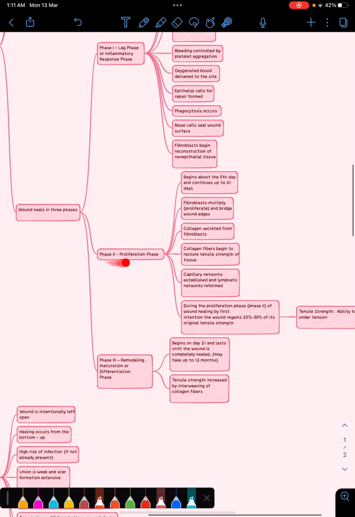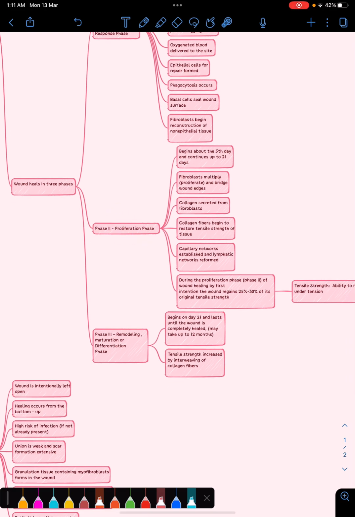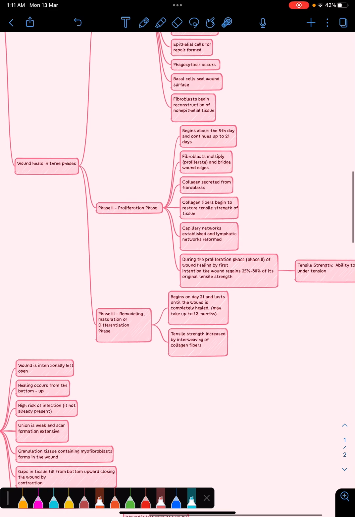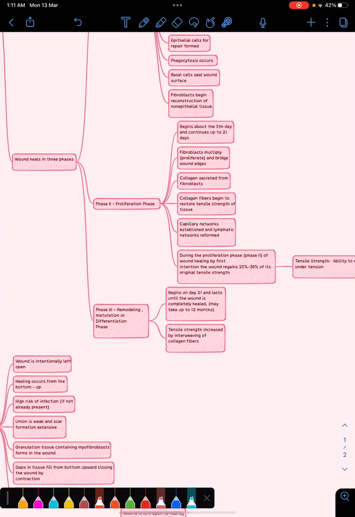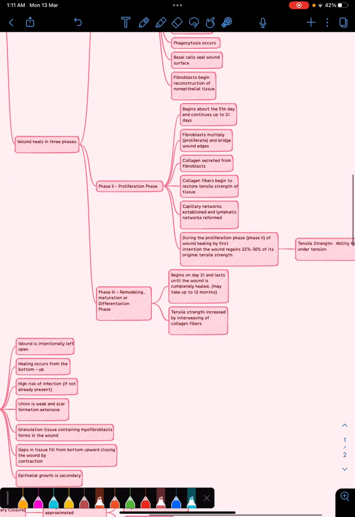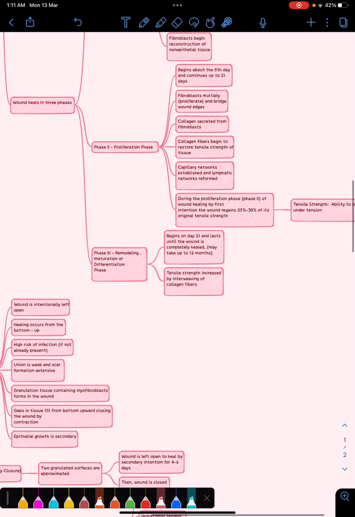Okay, the next phase is the proliferation phase. It begins about the fifth day and continues up to 21 days. Fibroblasts multiply, proliferate, and bridge the wound edges. Collagen is secreted from the fibroblasts. Collagen fibers begin to restore the tensile strength of the tissue, the capillary network is established, and the lymphatic network is reformed.